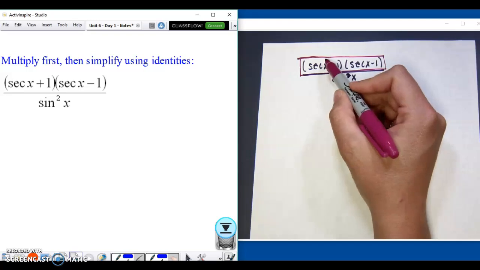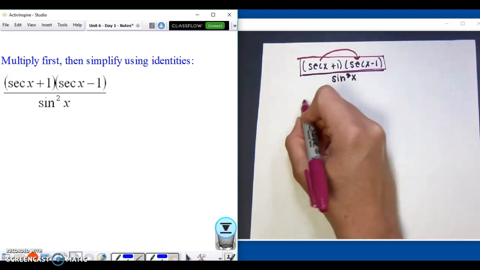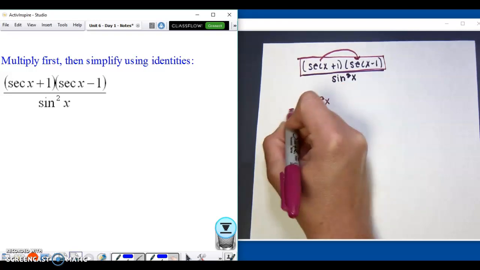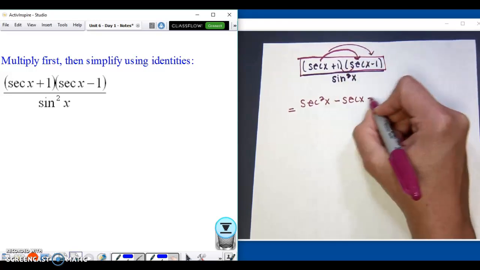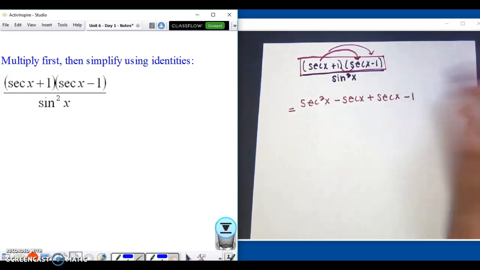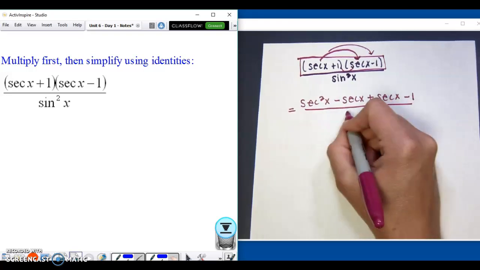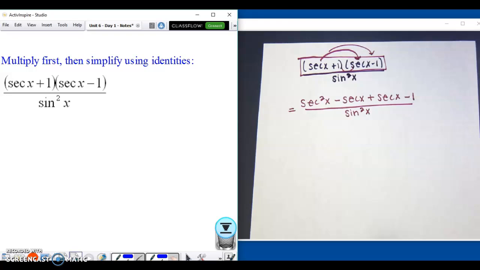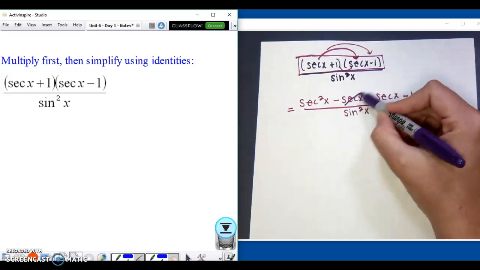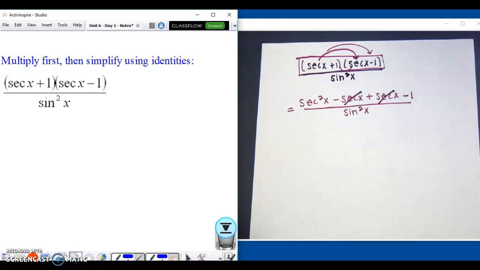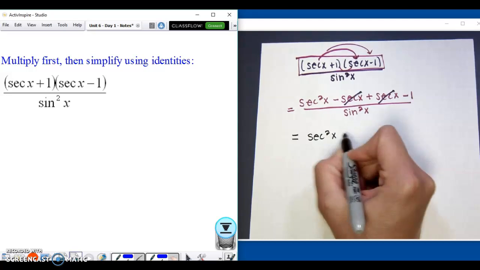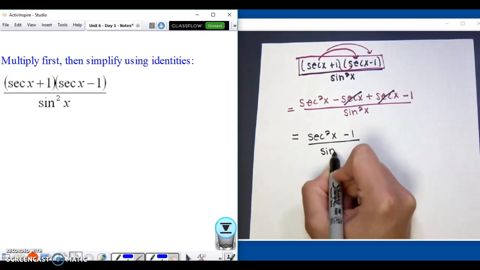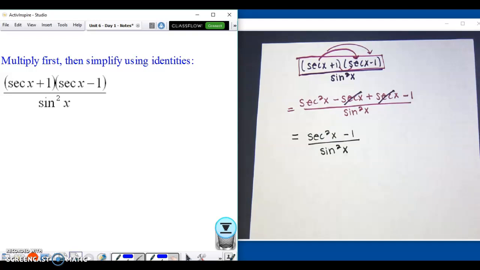So this will give us secant squared x minus secant x plus secant x and then minus 1. That would be the numerator. Denominator, there's nothing to multiply. Okay, so we can cancel out the negative secant x and the secant x. And then we're going to have left in the numerator secant squared x minus 1 over sine squared x. So all we did was just multiply the numerator out and simplify things that cancel.